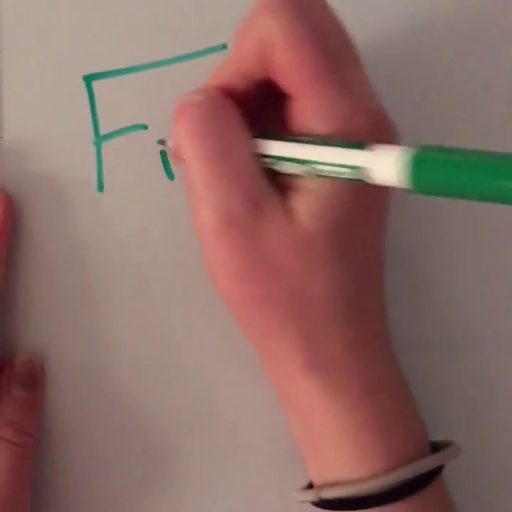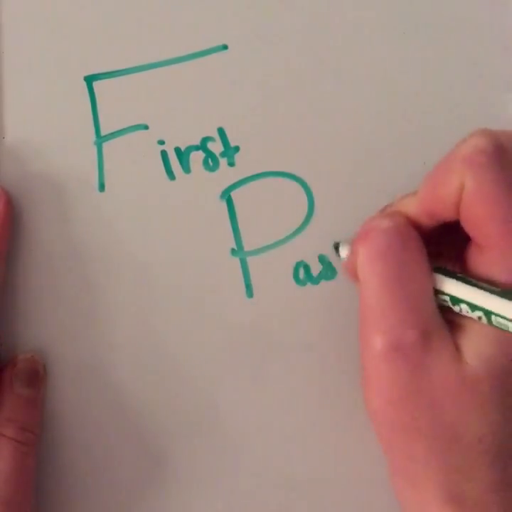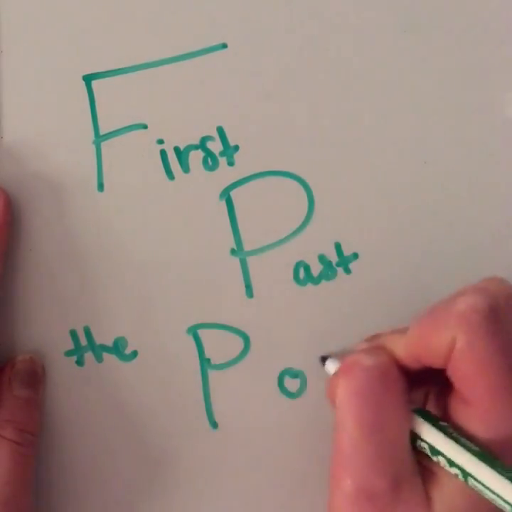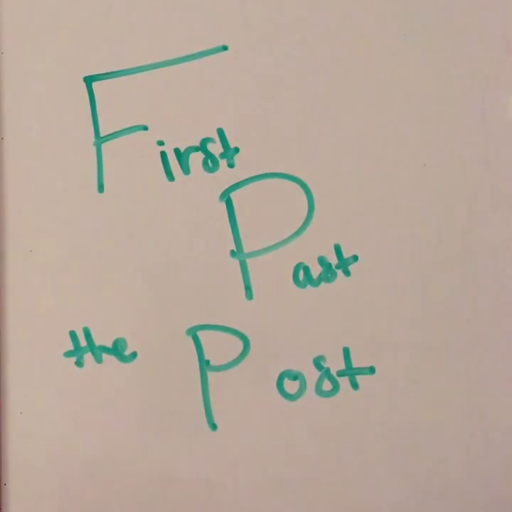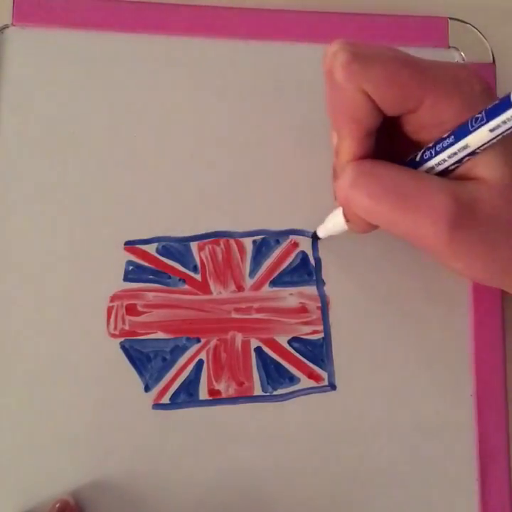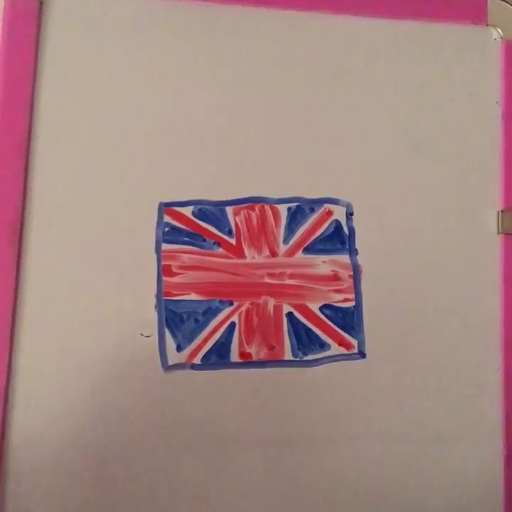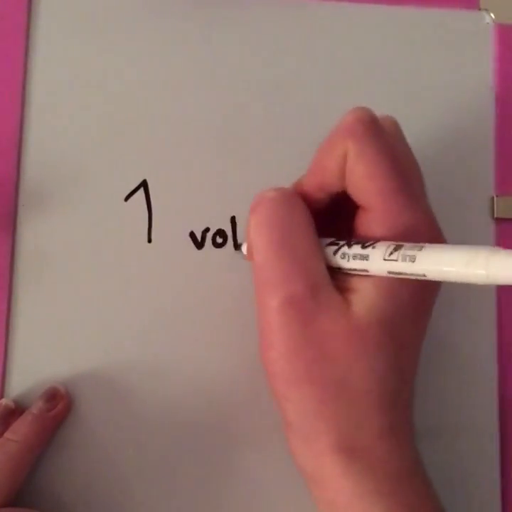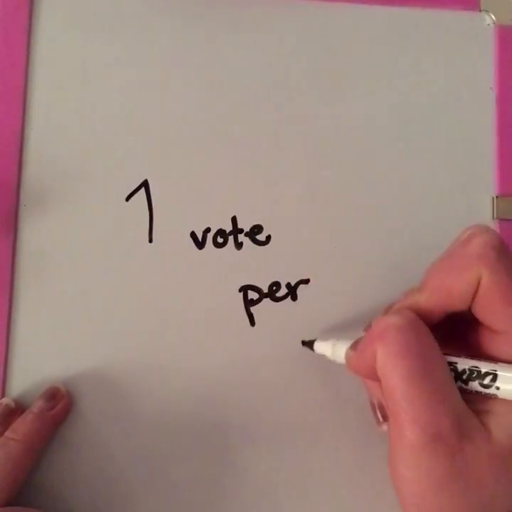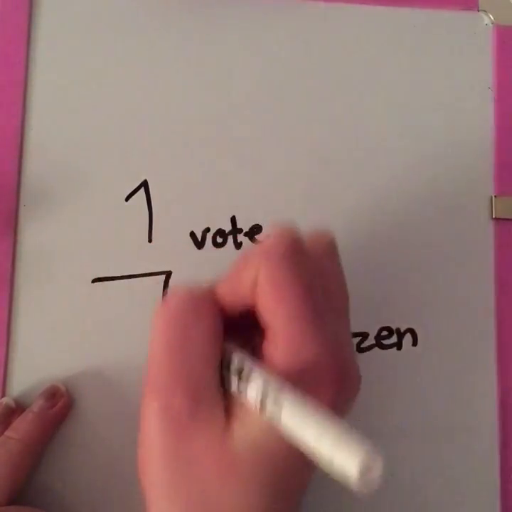First past the post is another electoral system used in the UK this time. But how does the system work? Although it's used in the UK, it is very similar to the US. Like in the US electoral system, when it's time to vote, there is one vote per citizen. Then the votes are added up, and the candidate with the most votes wins.